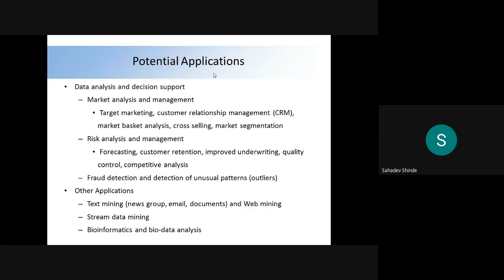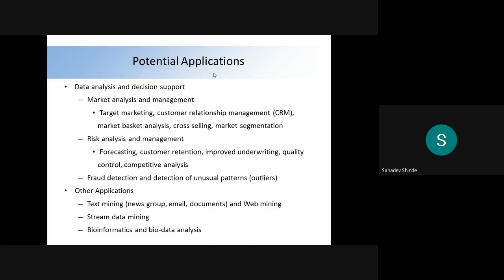So what is market analysis and management? Suppose in the share market the value decreases, then we can say that the share market is not okay. And suppose the share market value increases, then you can say that today the market is good. This is called market analysis and management. Based on the values, based on the databases, we do the analysis here.